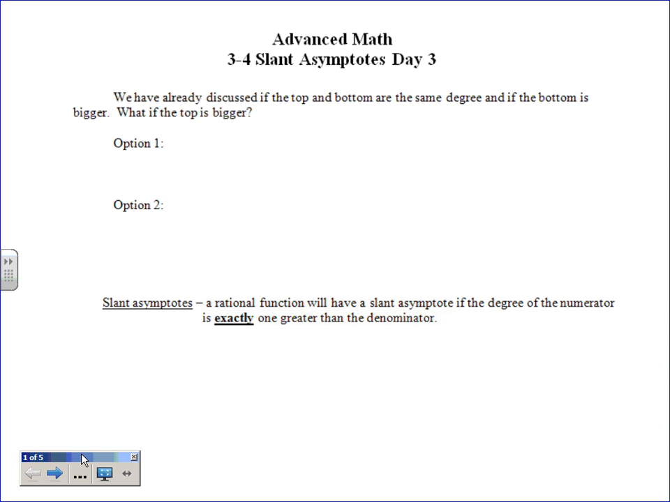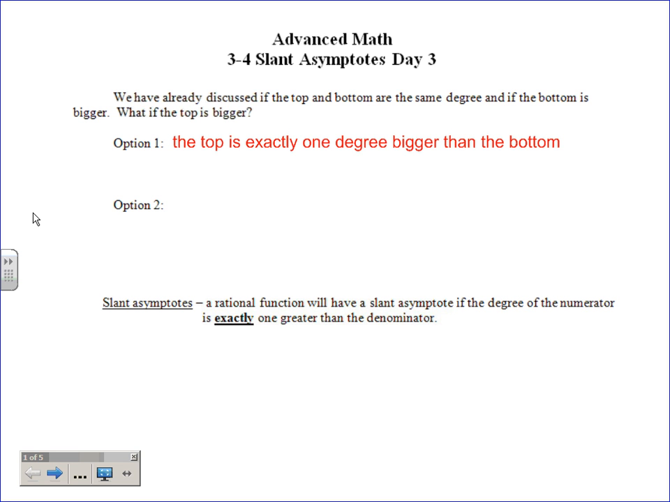But we've already discussed if the top and bottom are the same degree, correct? You know how to do those? And you also know what to do if the bottom's bigger. But obviously there is a possibility that the numerator is going to be bigger. And believe it or not, you might be surprised that that's split into two options. The two options are, option 1, the top is exactly 1 degree bigger than the bottom.